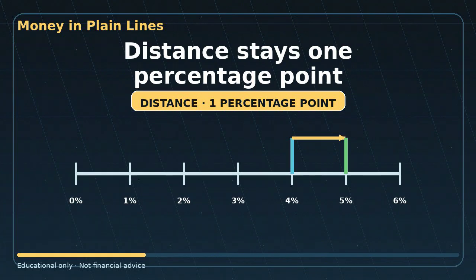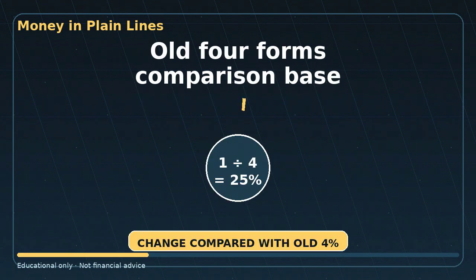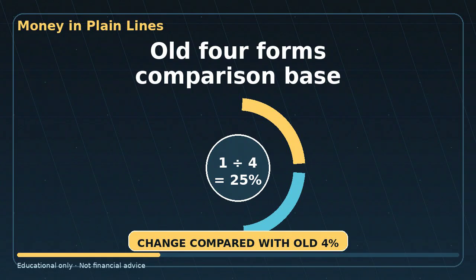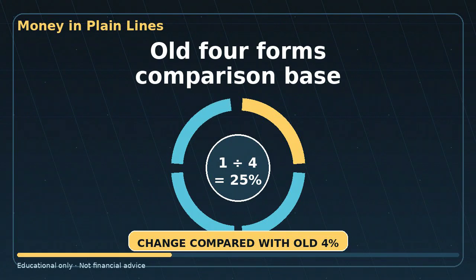Now ask a different question: how large is that 1 point change compared with where the rate started? The starting rate is 4%, so 4 becomes the comparison base. The change is 1 point. 1 divided by 4 equals 1/4, and 1/4 is 25%. That is the relative percent increase in the rate itself.